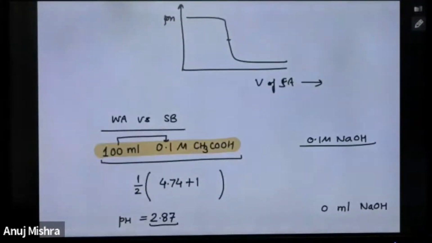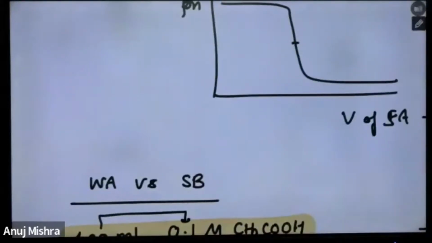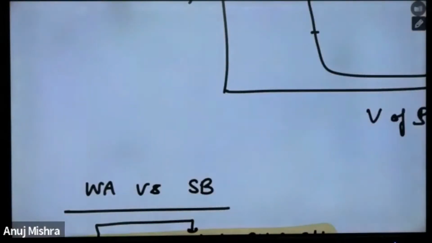Now write on the heading: weak acid with strong base case. Weak acid versus strong base case. Case number 3. Case number 1 is done, strong acid versus strong base. Case number 2, strong base versus strong acid. Case number 3, weak acid versus strong base. So write on the heading, weak acid versus strong base.